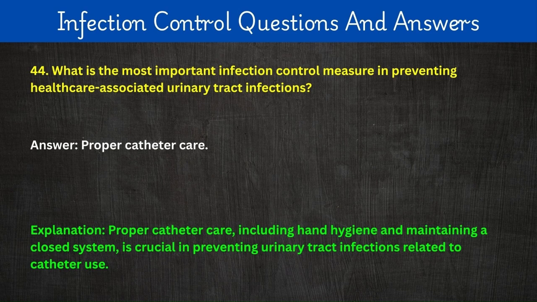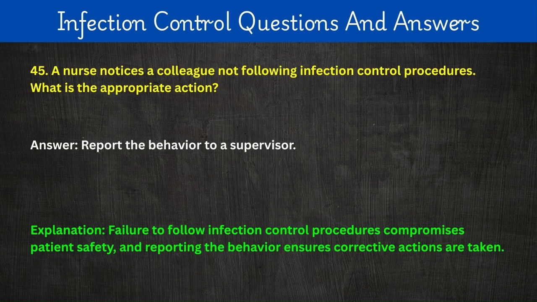Answer: proper catheter care. Explanation: proper catheter care, including hand hygiene and maintaining a closed system, is crucial in preventing urinary tract infections related to catheter use. 45. A nurse notices a colleague not following infection control procedures. What is the appropriate action?